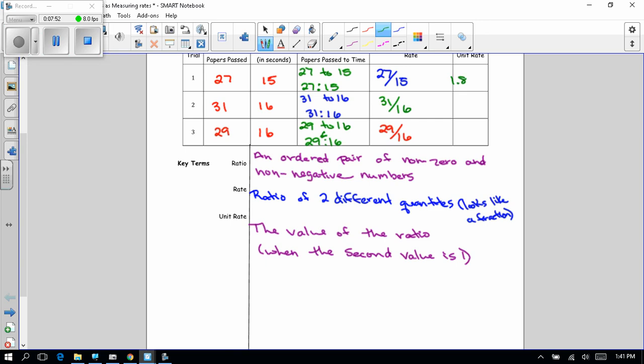I'm going to do the same thing for the second one. I'm going to take 31, and I'm going to divide by 16, and I get, ooh, that's kind of a not so nice number, but I'll write it down. 1.9375. It's going to take me 1.9375 papers. I can pass that many out in 1 second, almost 2 papers a second. All right, I want you to do the next one on your own. I'm going to give you about 15, 20 seconds to try that one.